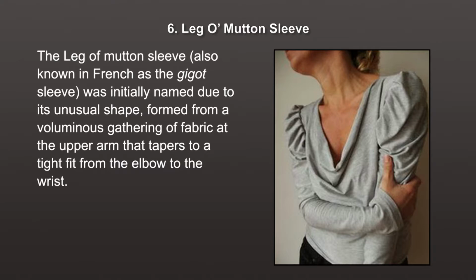The leg of mutton sleeve, or the Gigot sleeve. The leg of mutton sleeve, also known in French as the Gigot sleeve, was initially named due to its unusual shape. Formed from a voluminous gathering of fabric at the upper arm that tapers to a tight fit from the elbow to the wrist.